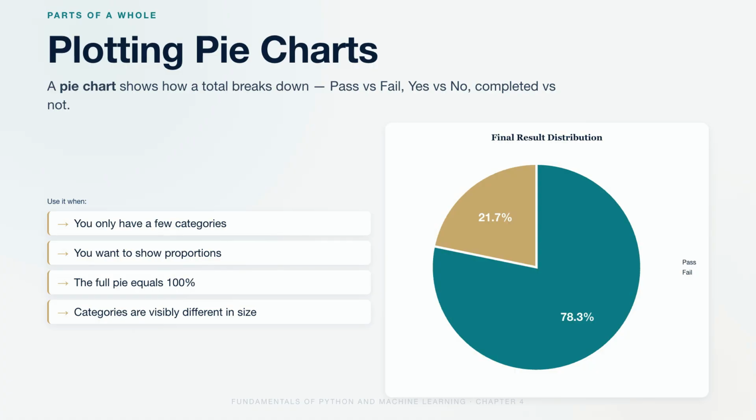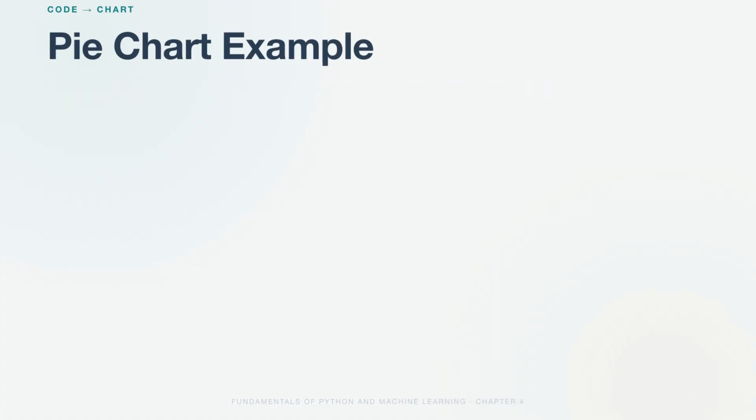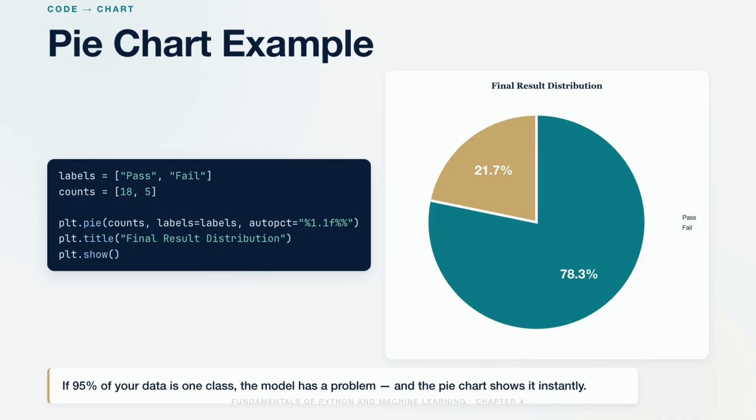However, pie charts can become hard to read when there are too many categories. If there are many categories, a bar chart is usually better. Here is a simple pie chart example. This chart shows how many students passed and failed. The labels identify each slice and the autopct option displays percentage on the chart. In this example, the viewer can quickly understand the distribution of final results. This can also be useful in machine learning. For example, if 95% of the data is one class and only 5% is another class, we might have a class imbalance problem. Visualization helps us notice that issue.